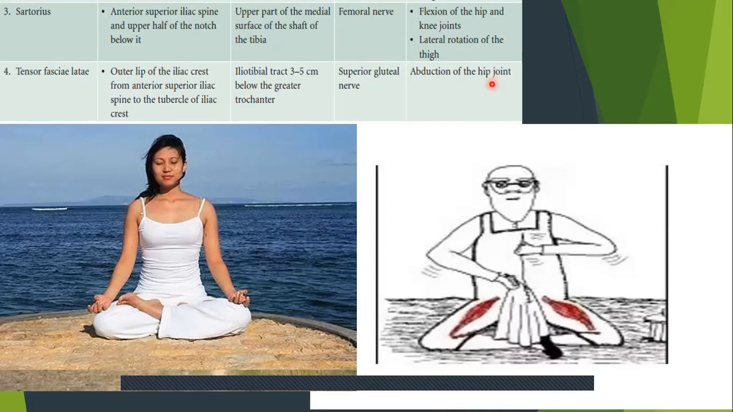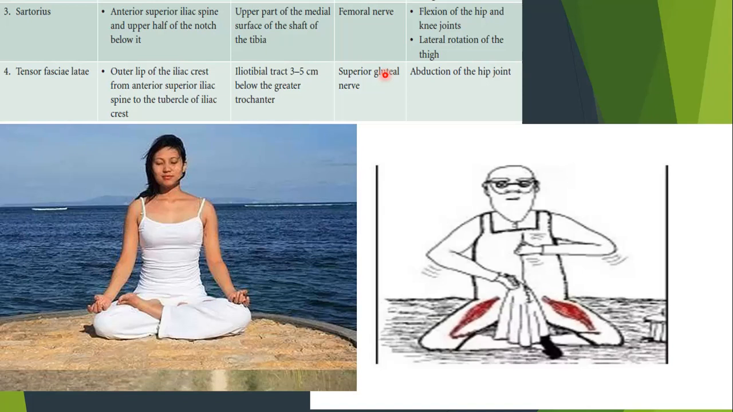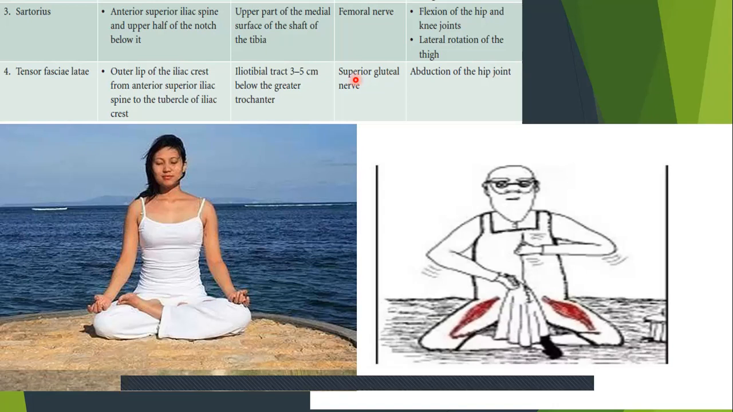But some texts usually say that tensor fascia lata was originally a muscle of the gluteal region. Then during evolution, it migrated as man adopted an upright position. So that is why they support that, since it is innervated by the superior gluteal nerve, which is a nerve of the gluteal region. Okay, well, let's believe in them.